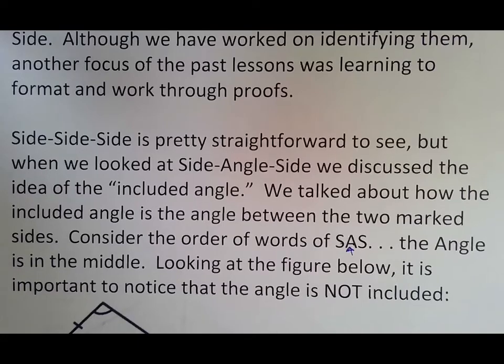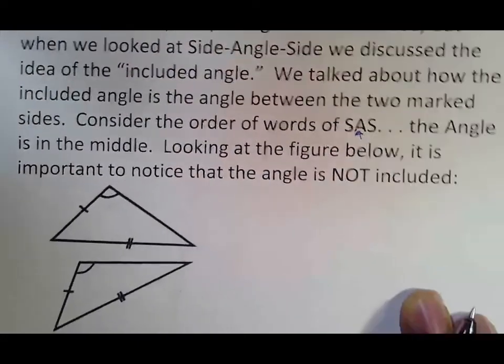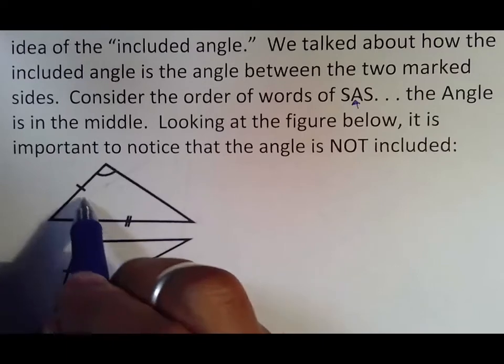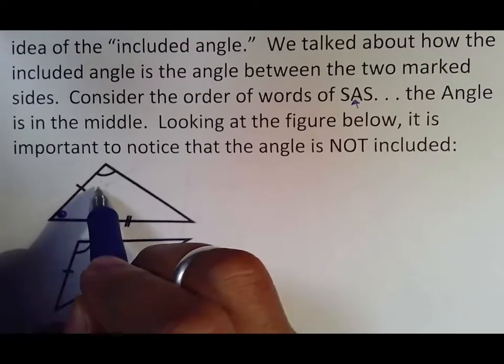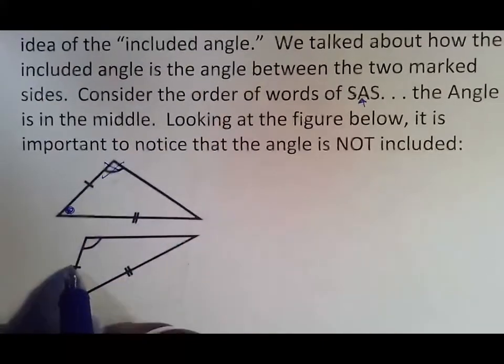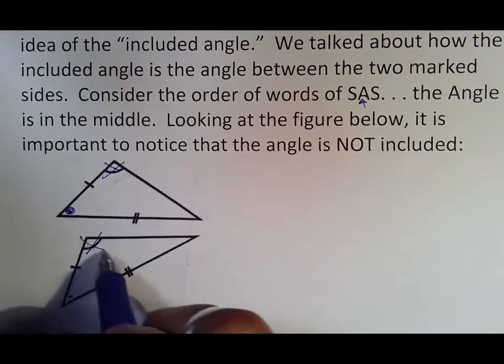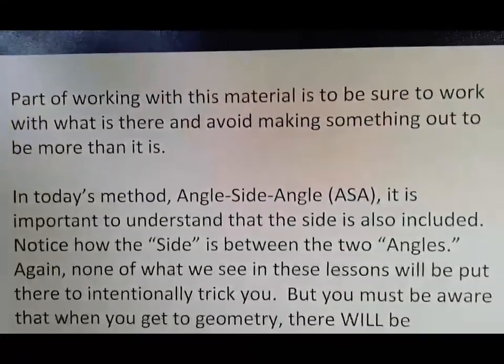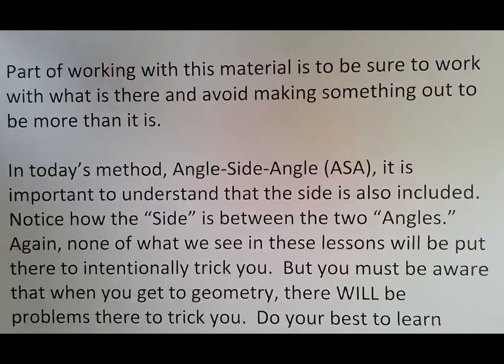So looking at the figure below, it's important to recognize that out of these 2 pictures, actually on both of them, the angle is not included, because if it was included here, these 2 sides lead to this location, not that location. These 2 sides lead to this location, not that location. It's important that you start seeing that, because if you don't, it's going to cause you issues later on. Part of working with this material is just making sure to work with what's there and avoid making something out to be more than what it is.